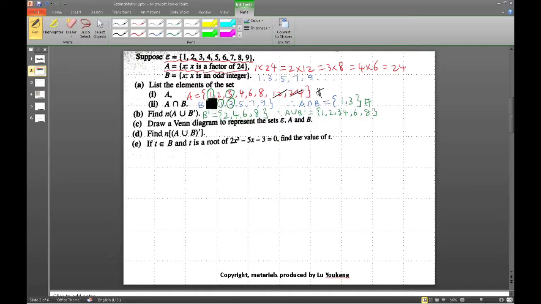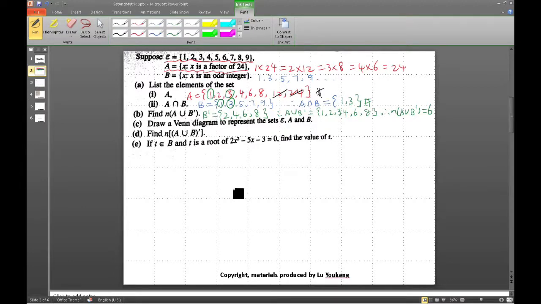Therefore, to find the number of terms of this set, the set is A or B prime. Let's count the number of terms inside this set. And you should see that the number is 6. We have 6 terms inside this set.